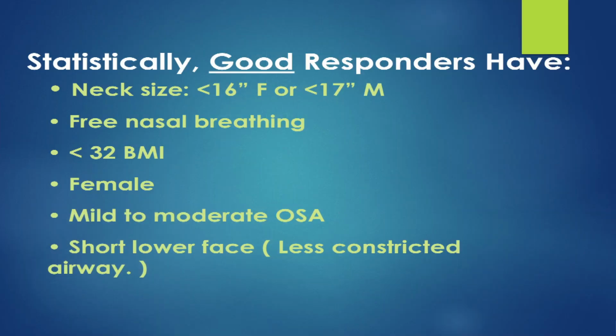To help facilitate determining efficacy of an oral appliance, we have some general guidelines that we can go by. Statistically, good responders to our oral appliance therapy will have a neck that is less than 16 inches for a female or less than 17 inches for a male. They will have free nasal breathing. Their BMI will be less than 32, which means they're not obese. They may be a female. They were diagnosed with mild to moderate OSA. And they might have a short lower face, which indicates a less constricted airway.